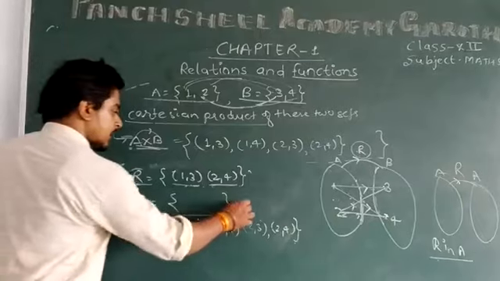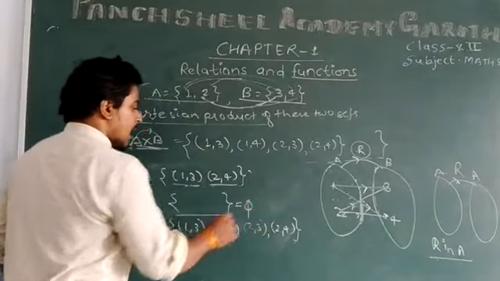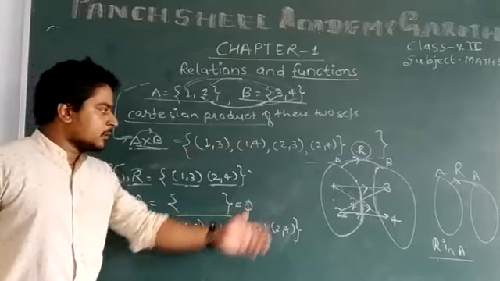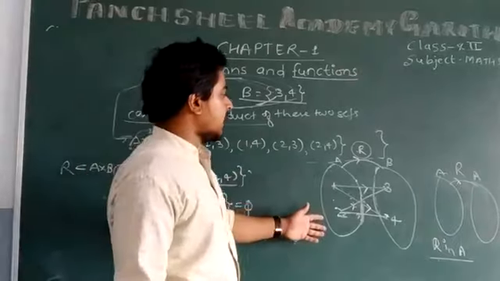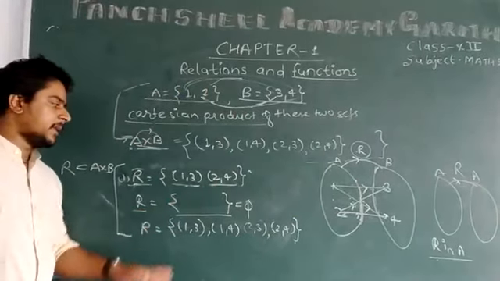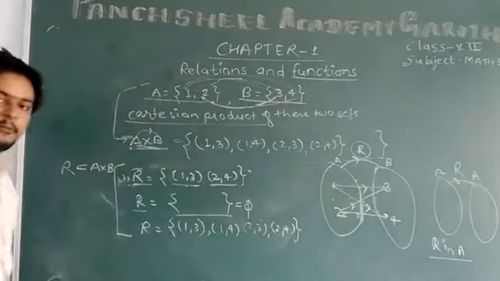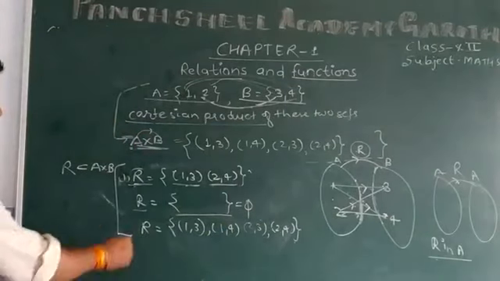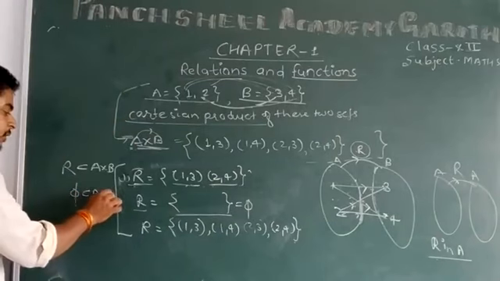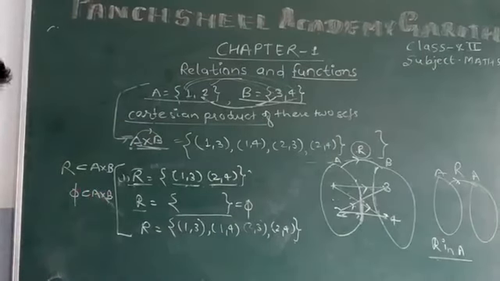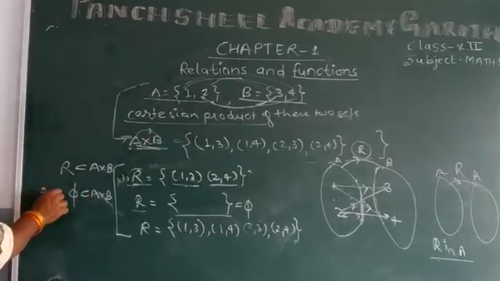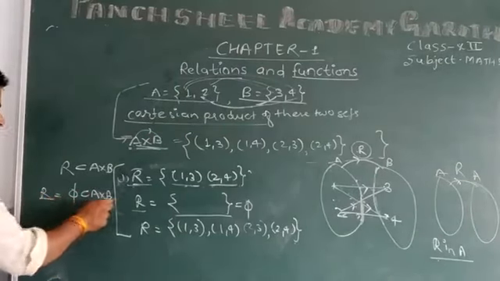Now R is not connecting the element of set A with the element of set B. Therefore, it is the empty set and it is represented by phi. But we know that phi is a subset of any set, so the relation is also a subset of A cross B.